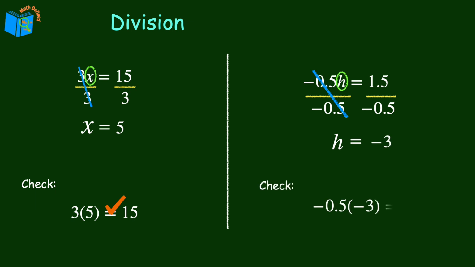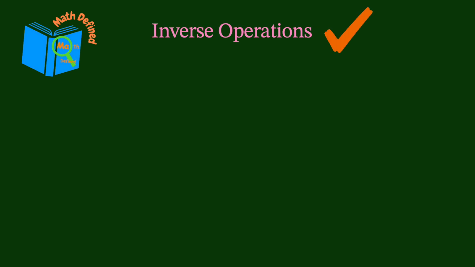Let's check our solution. -0.5 times -3 equals +1.5. Perfect. Remember to use inverse operations when solving equations and you'll get it right every time.